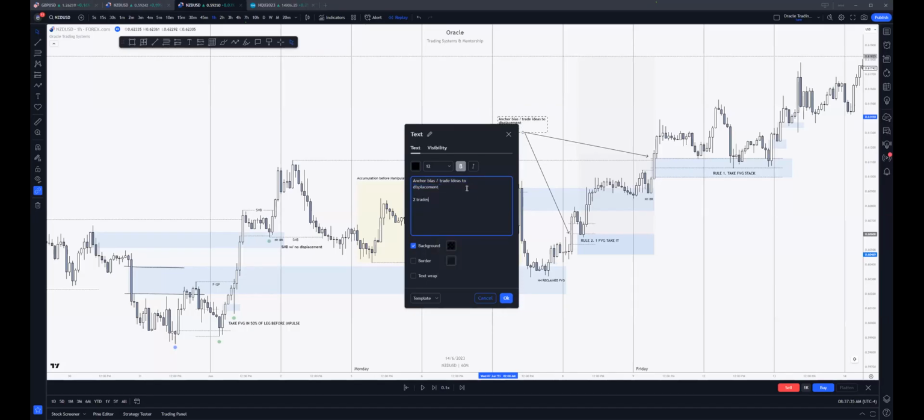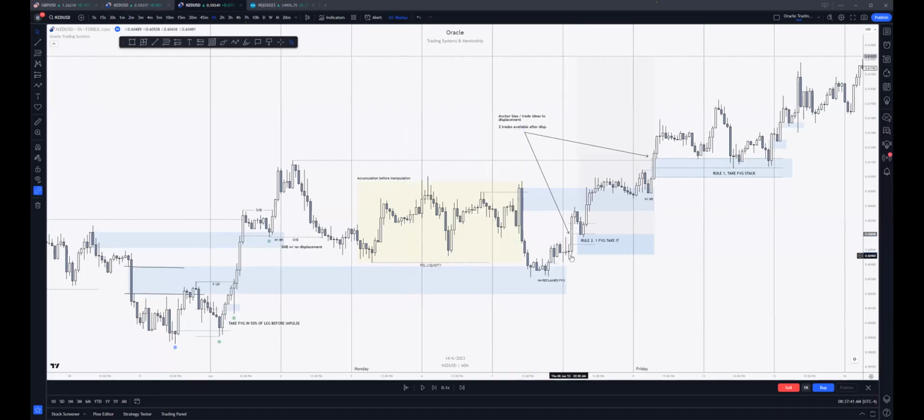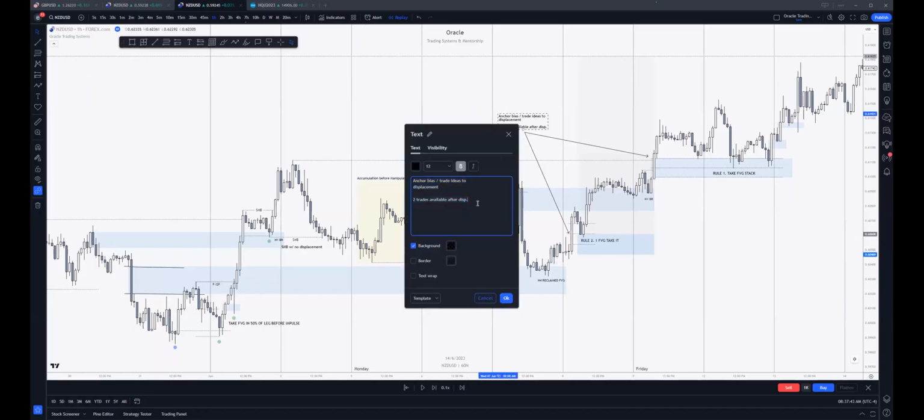Few trades available after displacement. All right, so we get displacement here at the open. Well, time of day, New York and London. Time of day, New York, London, New York. All right.